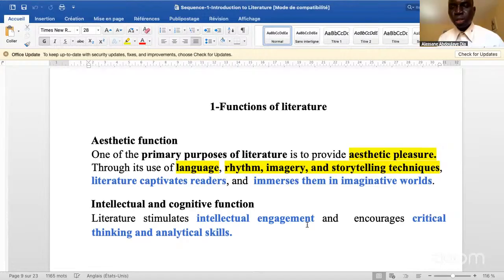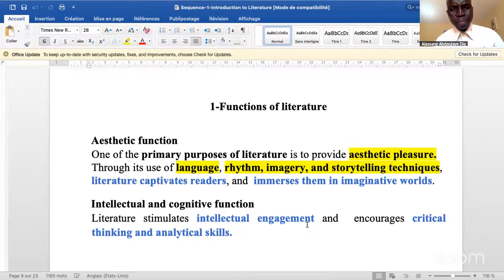flashbacks, retrospections, analepses, dialogue, monologue. You see characters that dialogue. You see characters that monologue. You see characters that do a soliloquy. You see flashbacks. You see analepses. You see prolepses. It becomes a beauty. Using a style, a specific style. So, literature captivates readers. La littérature attire les lecteurs. Ce n'est pas seulement le texte en tant que matériau, mais aussi la beauté du texte.